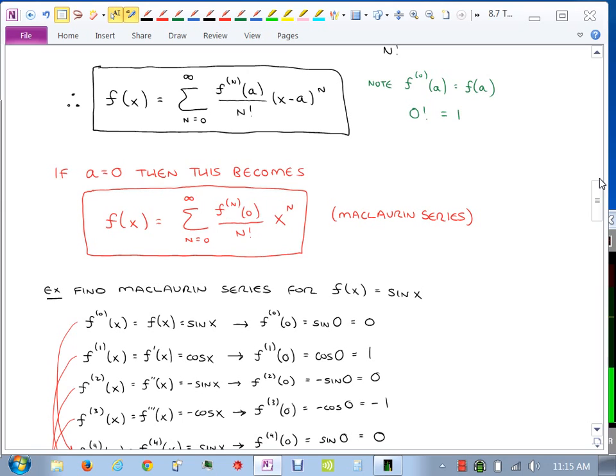So it's always the function at 0, the derivative at 0, second derivative at 0, third derivative at 0, and then the x minus a just becomes x minus 0, so that's just x. Maclaurin.